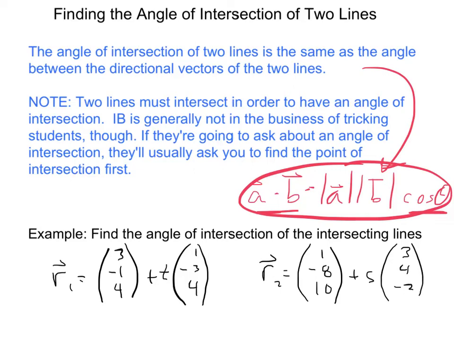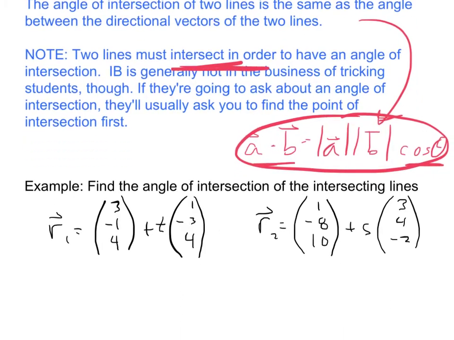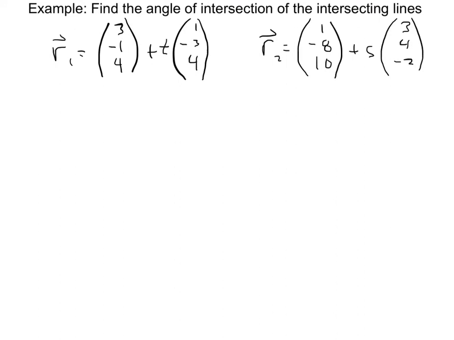Now, as a note, this sounds silly, but in order to find the angle of intersection, the two lines have to actually intersect. Now, IB's not going to trick you. They're not going to say, find the angle of intersection between these two lines, and the answer is, haha, they don't intersect. If they're going to do that, they're going to set the problem up first. I feel like the way they're going to ask this is first they're going to say, find the point of intersection, and then now that you have the point of intersection, you know they intersect, which means they can ask you for the angle of intersection. Okay? So, long story short, if you're asked to find the angle of intersection between two lines, all we need to do is find the angle between the two directional vectors.